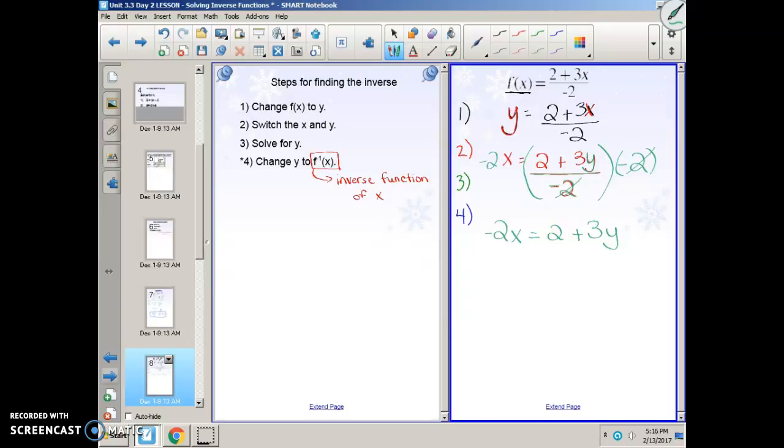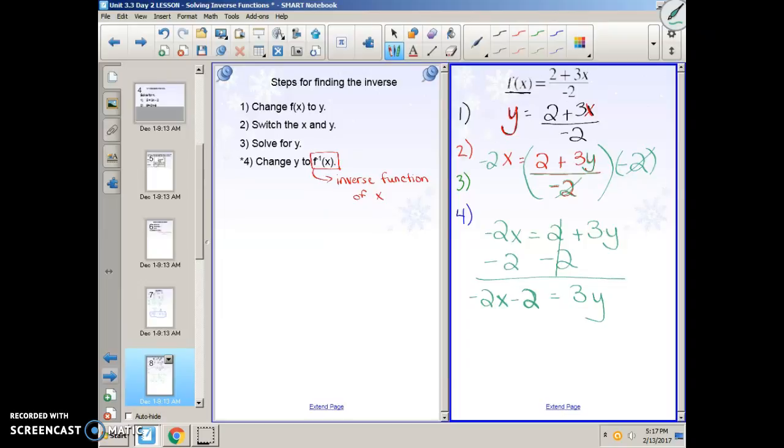Okay, can't deal with the 3 yet, so don't try and get rid of that. Subtract the 2 first. No, this does not become 0x. It does not become negative 4x. It becomes negative 2x minus 2. Don't try and combine things that are not like terms. You can't combine x with just a number. And then we have 3y.